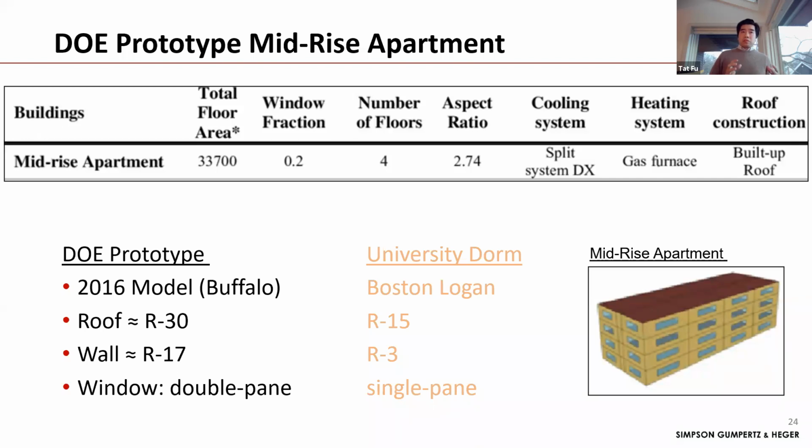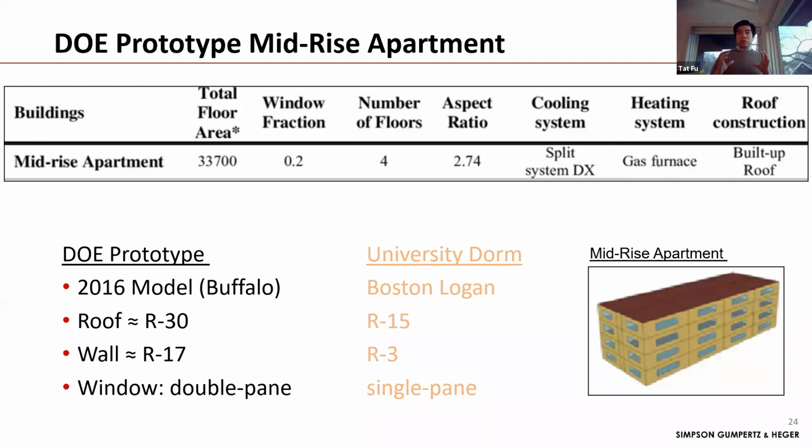The mid-rise apartment, the prototypical DOE building, has a total square footage of 33,000. Remember, before we looked at the main floor for that building, which was about 34,000. The window-to-wall ratio is 20% for the prototype building, and in this dormitory it's about 23%, so it's pretty similar, and it has the same number of floors for the main part of the building. So it's actually quite similar.